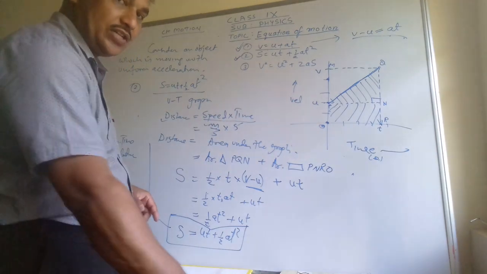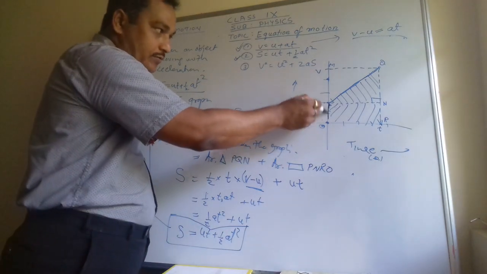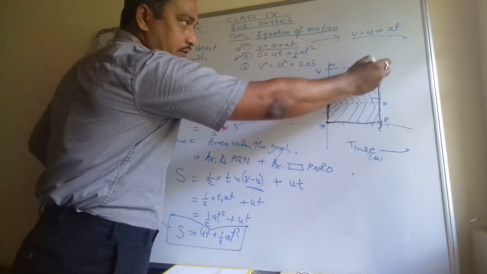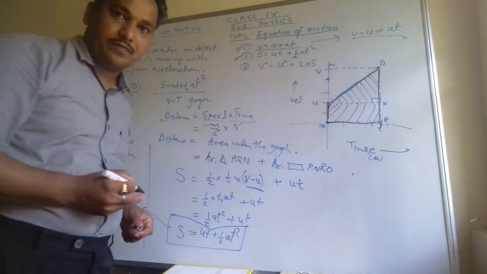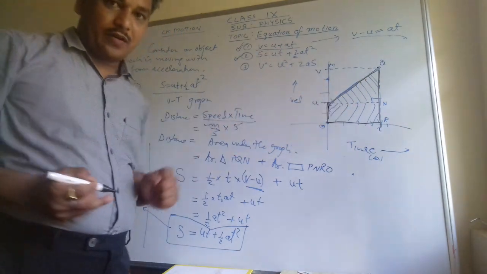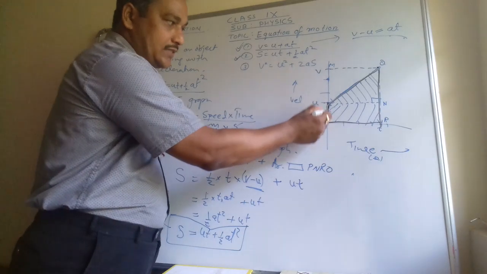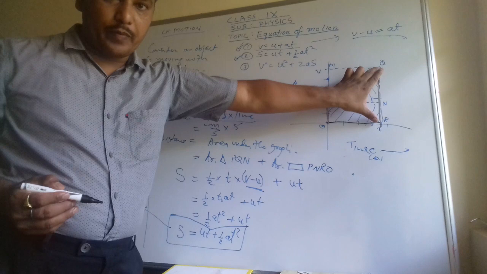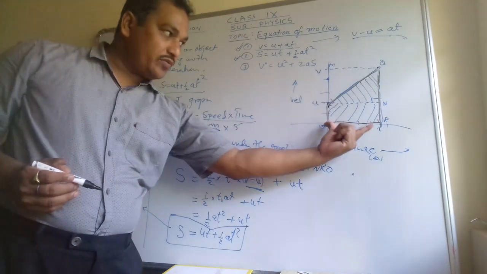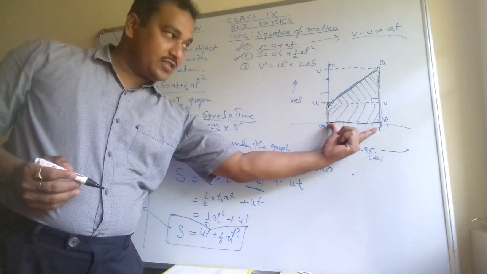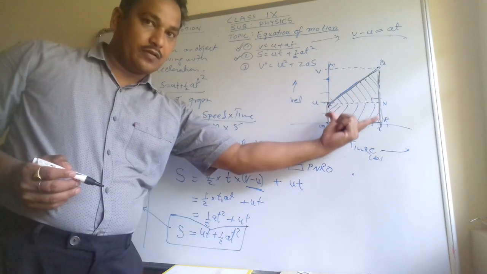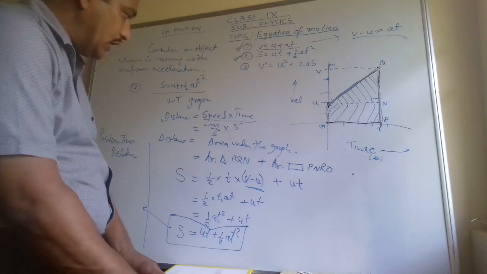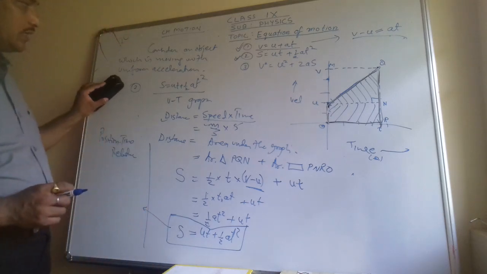Overall you can see here which shape this is. This is a trapezium, isn't it? So what is the area of a trapezium? Sum of the parallel sides, this side and this one, these are parallel sides. We have to take the sum of the parallel sides into the distance between them, the perpendicular distance. How much is the distance between these two parallel lines? So we will use this in order to derive the third equation. So let us do that.